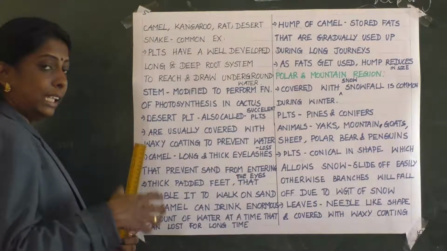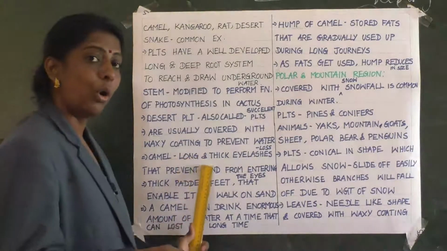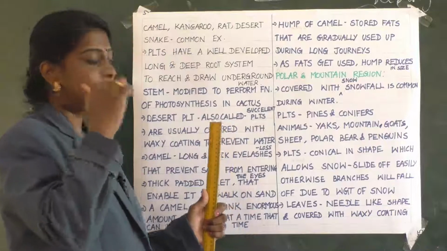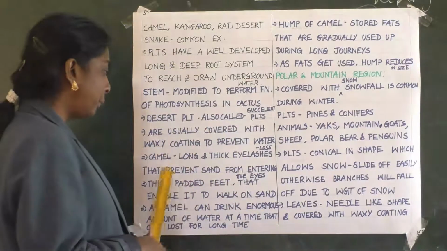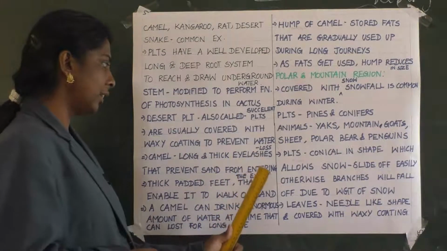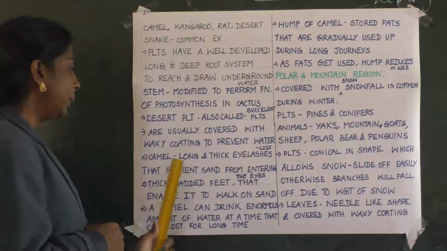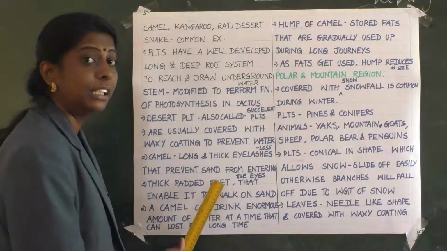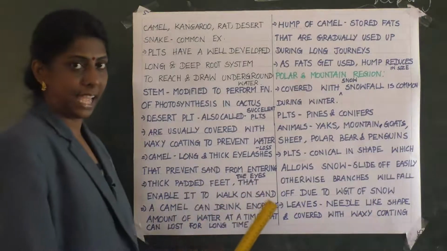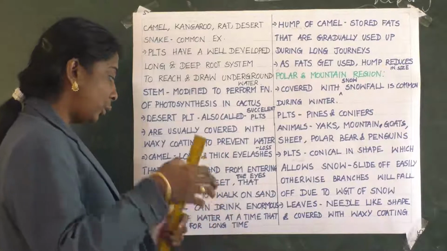Then, animals which are there in the deserts, for example, camel. It has long and thick eyelashes so that it prevents sand from entering the eyes. Clear? Then, they also have thick padded feet that enable them to walk on sand. Since it has thick padded feet, it helps to walk on the sand.